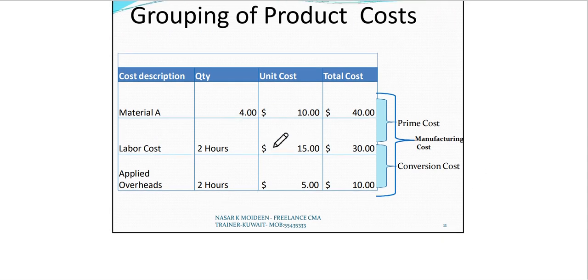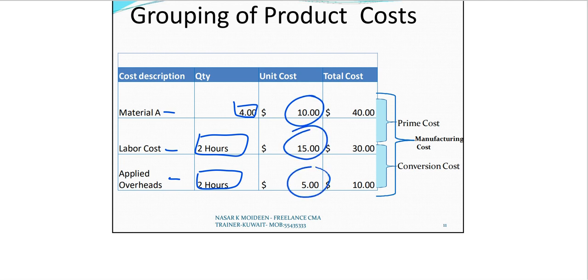So that is explained here. You can see material cost, then you have labor cost, then you have applied overheads. Again, application we will discuss later. So you can see here material cost A is 4 and labor hours 2. And overhead cost is applied on labor hours, that we will discuss later. So in short, we can say the material cost is 10, labor cost is 15, and overhead is 5 to make 1 unit of product.